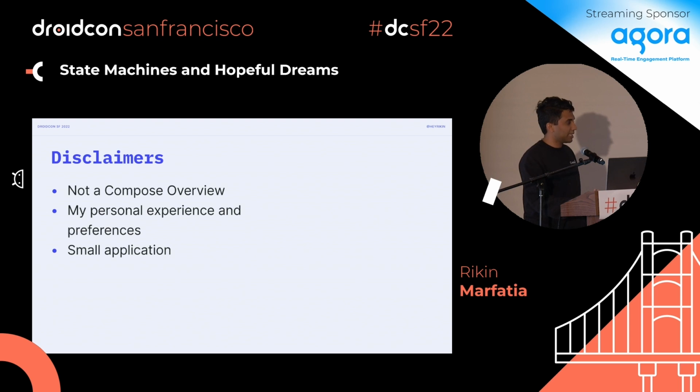Just some quick disclaimers before I get into the meat of the talk. This won't be a Compose overview. I actually won't talk too much about how I implemented the Compose screens or features, just using that as a ground for comparing the libraries.